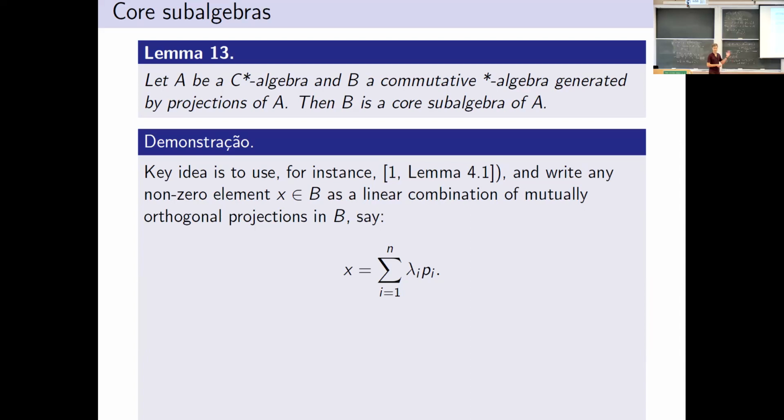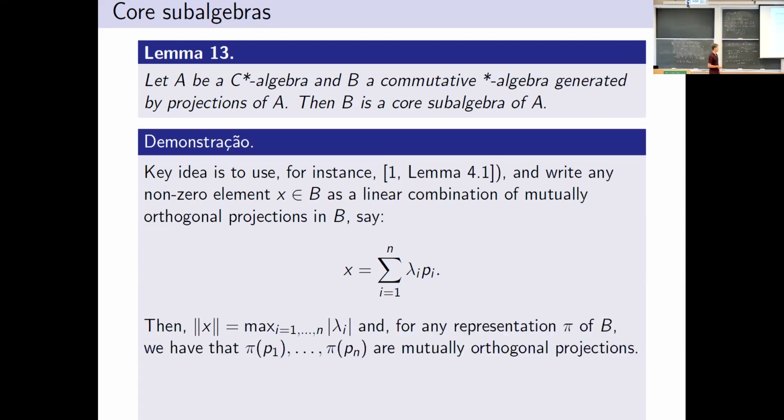Ben Steinberg likes to call this the inclusion-exclusion principle. But in this reference, Giuliano and Gilles have done it very carefully. So once you have that x is a sum of mutually orthogonal projections, the norm is just the supremum over the coefficients. And then if you have a representation, since it's multiplicative, the images are also a set of mutually orthogonal projections, and so the norm is also the same thing. You have a contractive representation.